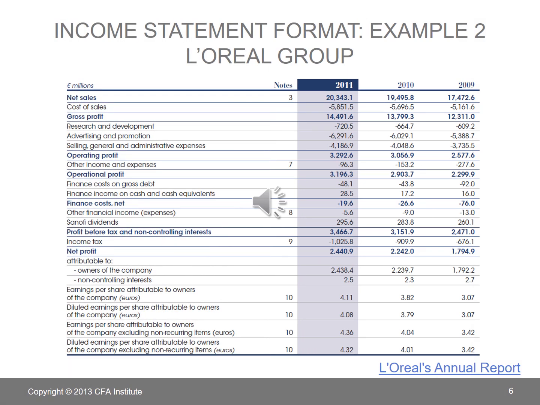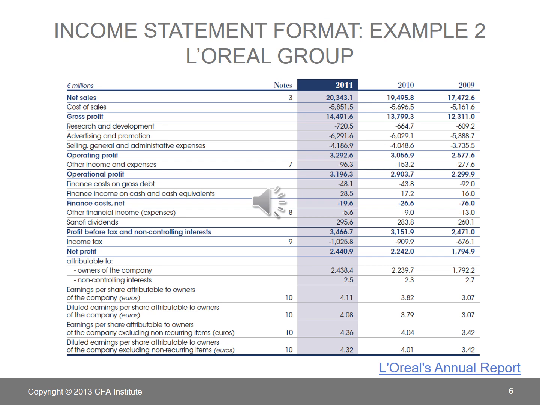Here we have a second income statement example. This one is for L'Oreal Group, a European company that sells beauty products. I'm pretty sure you guys know that company. Okay. The first thing you notice is that their income statement is denominated in millions of euros, being a European company. The top line of L'Oreal's income statement shows net sales.